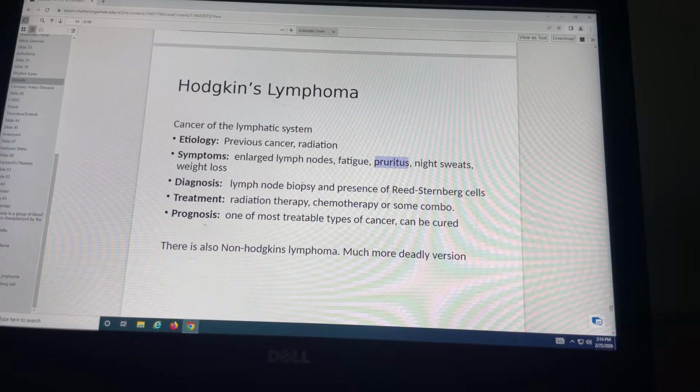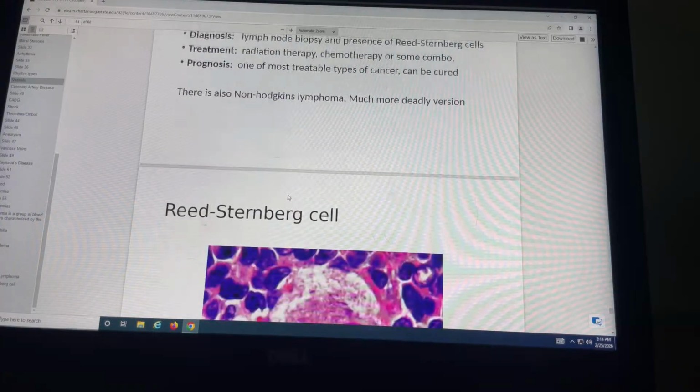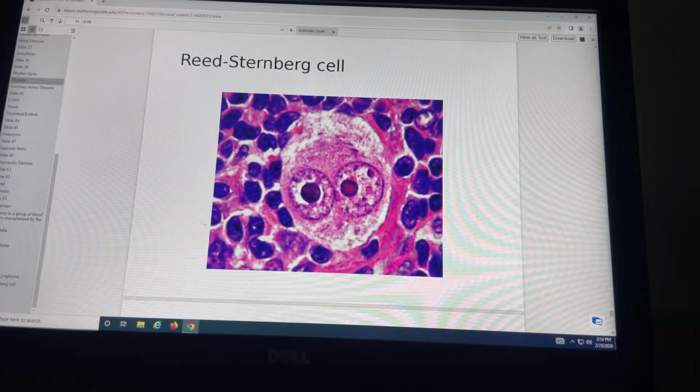So they'll do a lymph node biopsy. Who knows what a biopsy is? When they take a sample. Yeah, they put a needle in there and take out some of the tissue, then look at it under a microscope to see if it's cancerous. What's diagnostic for Hodgkin's lymphoma is the presence of what are called Reed-Sternberg cells. That is the hallmark way of diagnosing it, right? And this is what a Reed-Sternberg cell looks like. I think it looks kind of cute.